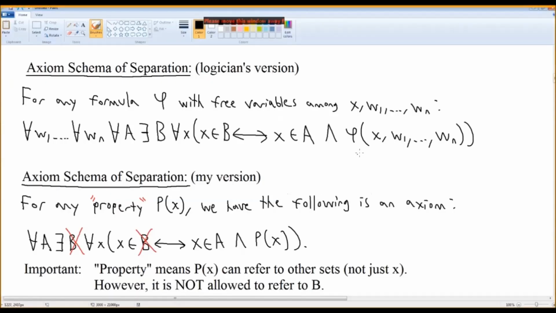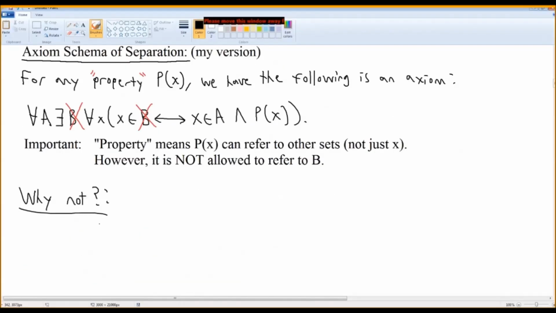Notice in the more formal version, our formula can have X in it, and it can also have a bunch of other variables in it as well, but it can't have B in it. The reason the property is not allowed to refer to the set B is because it would lead to a self-referential paradox. What's the problem? Why can't it refer to B? Why can't our property of P of X have a B in it in general?